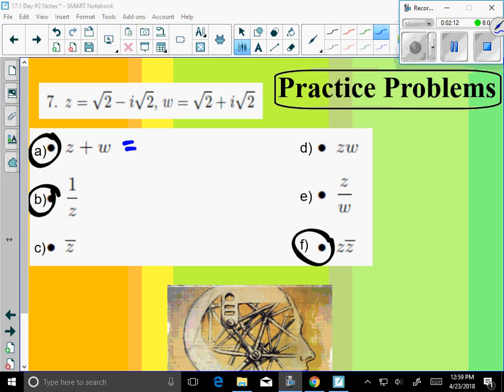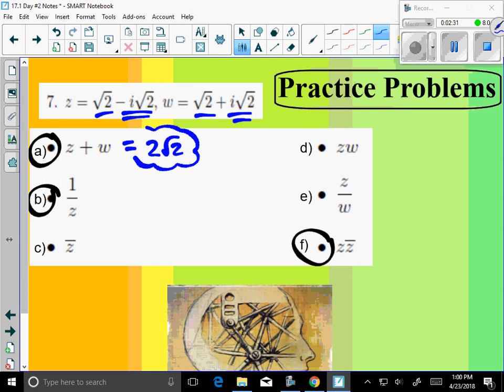All right, so part A, I'm going to take each of the real components and add them. So that's square root of 2 plus square root of 2, which is 2 of those. If you wanted to write square root of 8, you could. The second component, which is the imaginary portion, is going to cancel when I add those. So this is my answer.